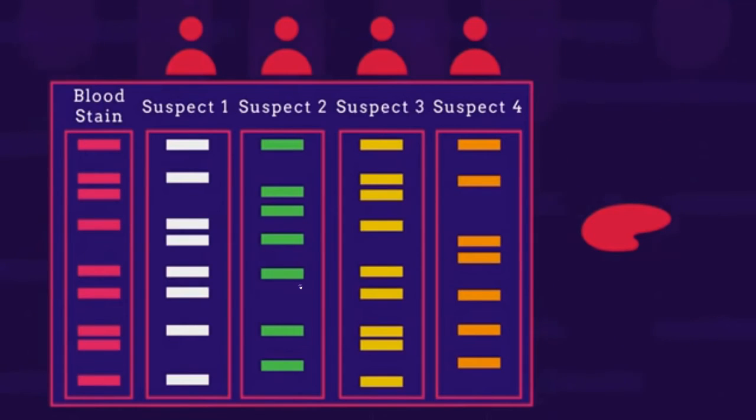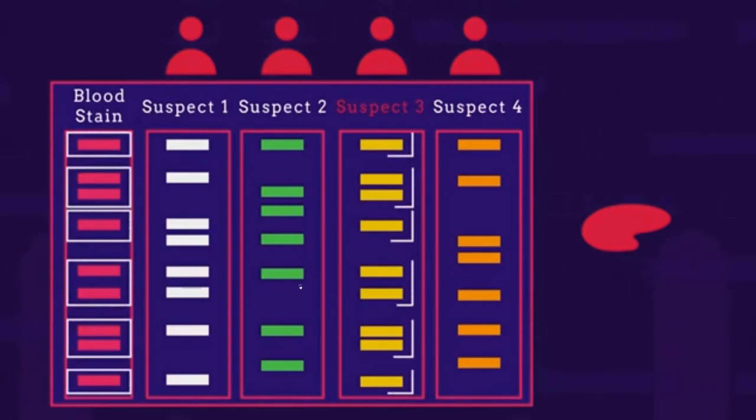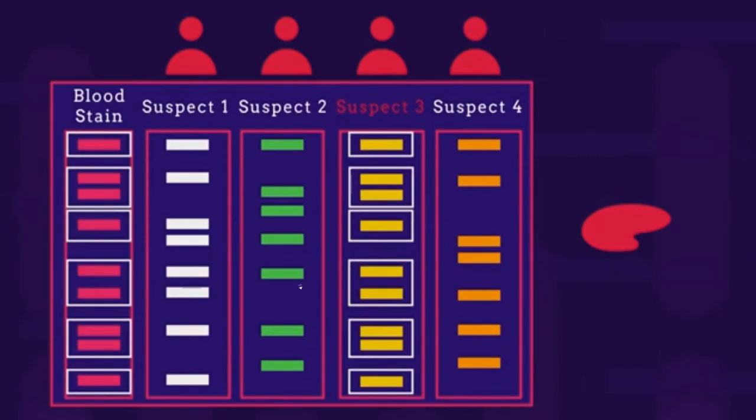Suspect 3 is guilty. Can you see how the pattern of bands matches between the suspect 3 and the crime scene? Their DNA is the same.